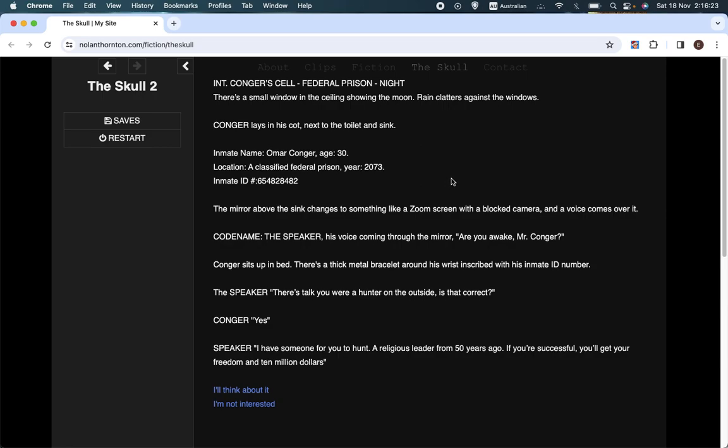And also, as I say, I would have liked it to have been a bit more specific. Something like a Zoom screen with a blocked camera. Okay, in what way was it like a Zoom screen? I have guessed what it means, but I don't know if I'm right. I don't know if that's what the author intends. And also, I'd like to not guess. I'd like to be certain.